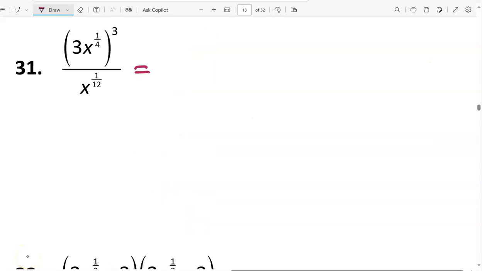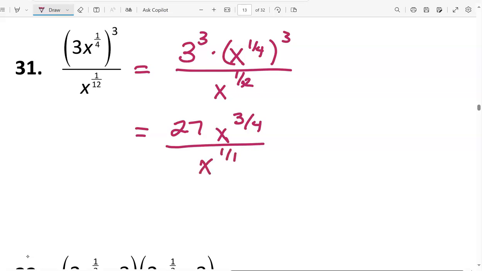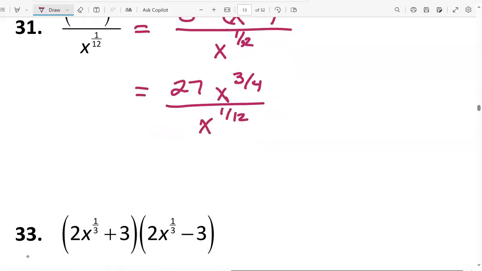In 31, we have a power of a product, so we can distribute that exponent over each one of the factors in that product. And then 3 to the third power is 27. And then when we raise a power to a power, we multiply the exponents. 1/4 times 3 is 3/4. And then we have that x to the 1/12 downstairs. When we divide, we subtract those exponents, so 3/4 minus 1/12.